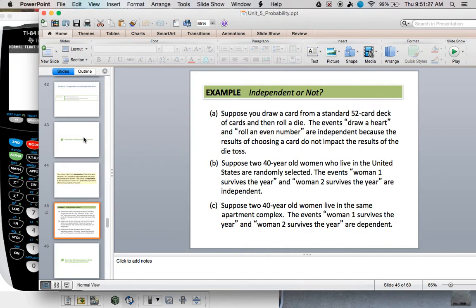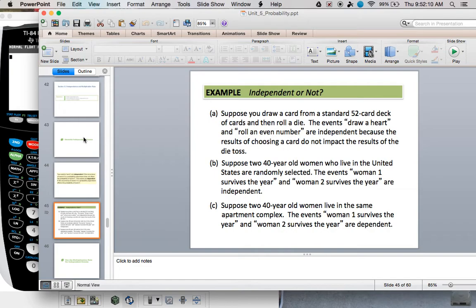So the events, draw a heart and roll an even number, are independent because the result of choosing a card has no bearing on the result of tossing that die. So that would clearly be independent. Suppose two 40-year-old women who live in the U.S. are randomly selected. The events woman 1 survives the year and woman 2 survives the year are independent. Why? Because what happens to woman 1 has really no bearing on what happened to some randomly selected woman in another area.